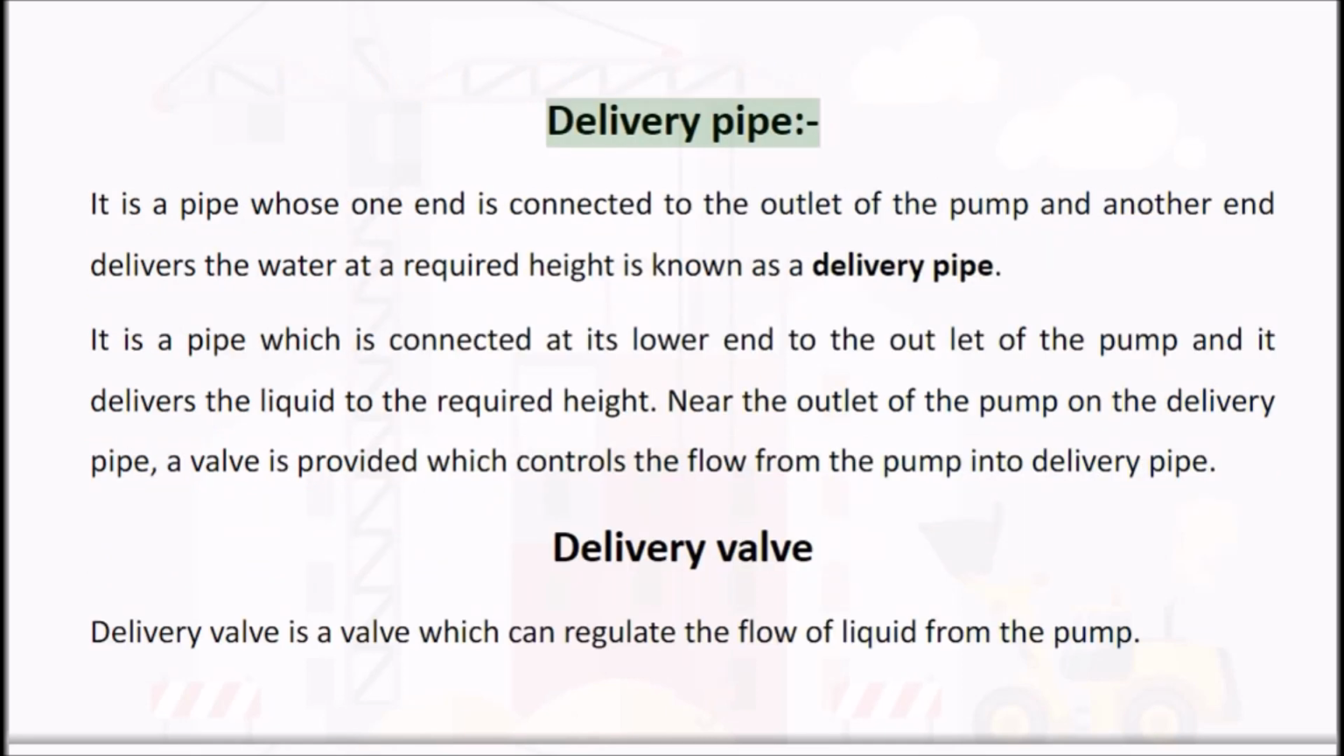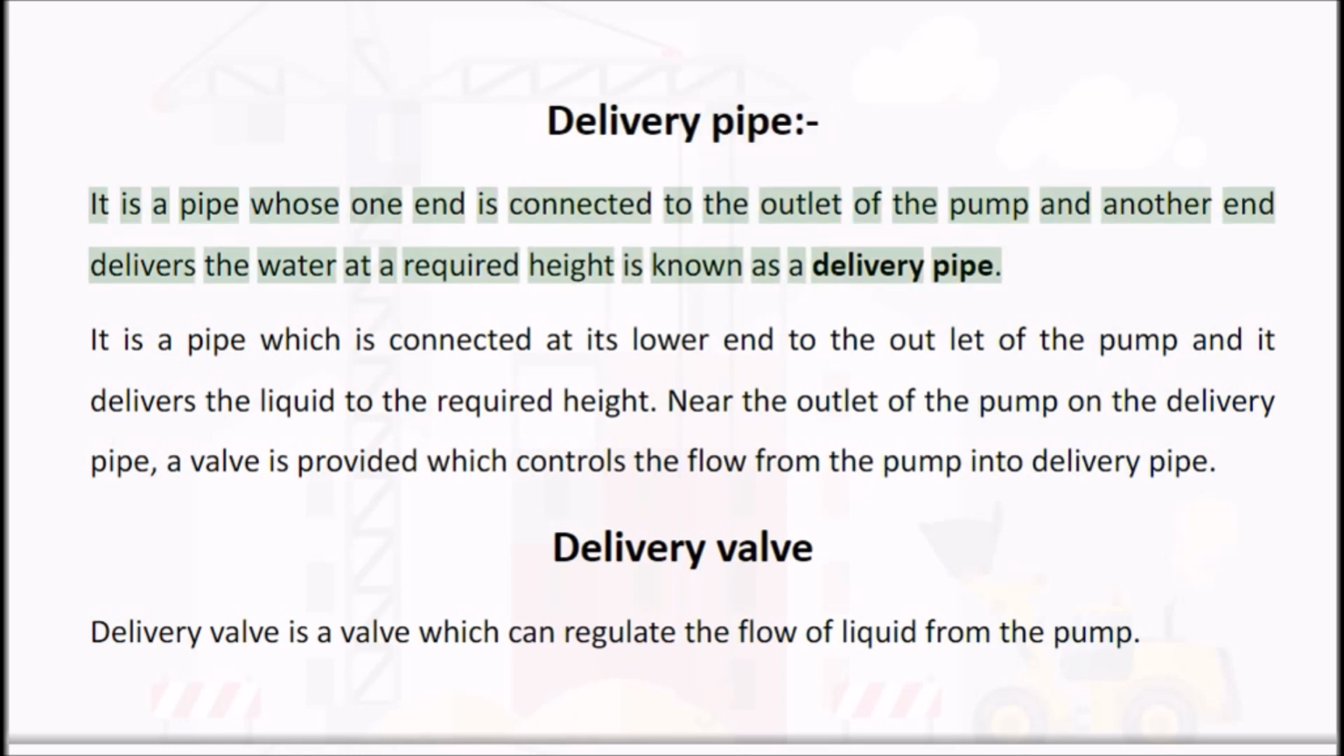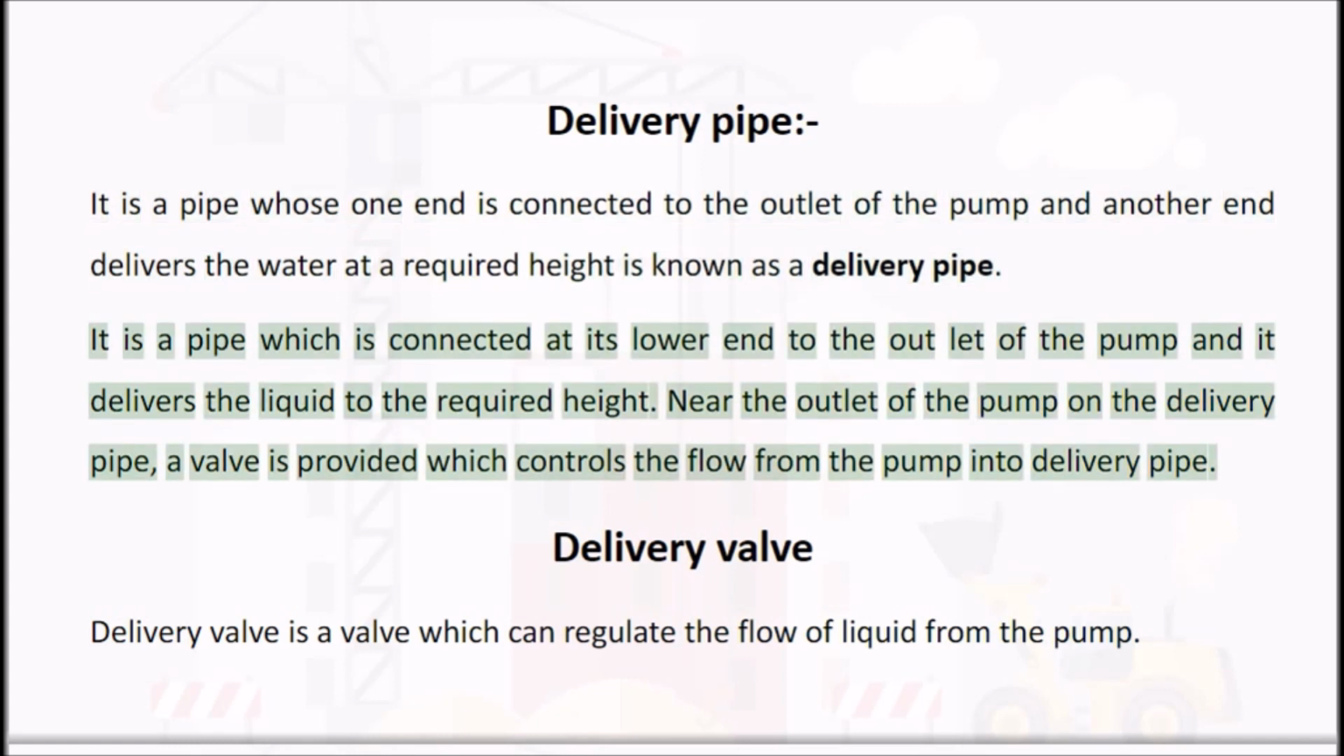Delivery pipe. It is a pipe whose one end is connected to the outlet of the pump and the other end delivers the water at a required height. It is connected at its lower end to the outlet of the pump, and it delivers the liquid to the required height. Near the outlet of the pump on the delivery pipe, a valve is provided which controls the flow from the pump into the delivery pipe.